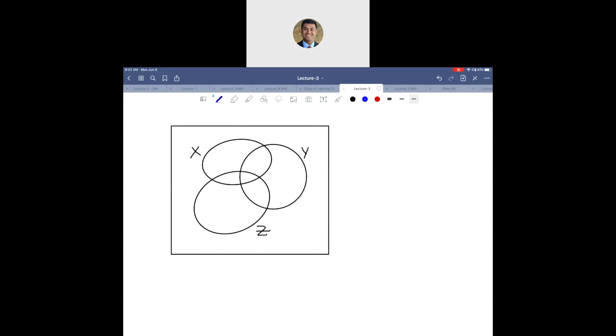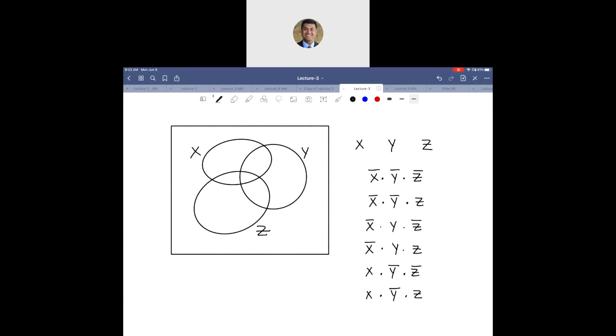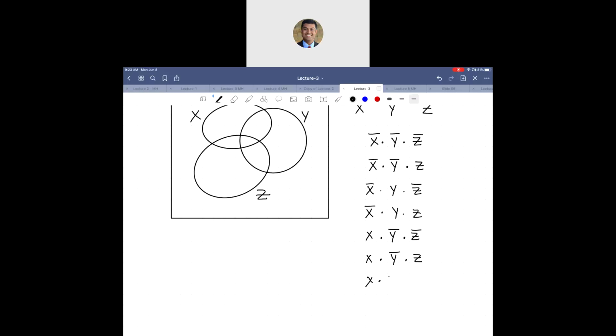So for example, when you have three variables, X, Y, and Z, then you essentially have eight combinations which can be expressed as this. X complement and Y complement and Z complement. X complement and Y complement and Z. X complement and Y and Z complement. X complement, Y, Z. And so on. Those are all the possibilities.